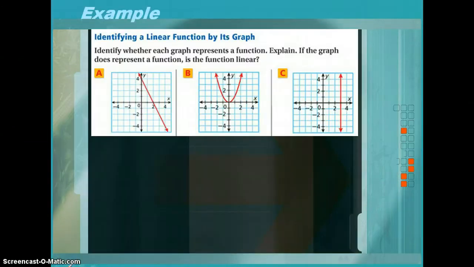The example says, identify whether each graph represents a function, explain. If the graph does represent a function, is the function linear? So the first part is whether or not each of these 3 pictures or 3 graphs represent a function. The key to checking for a function is whether or not it passes the vertical line test.